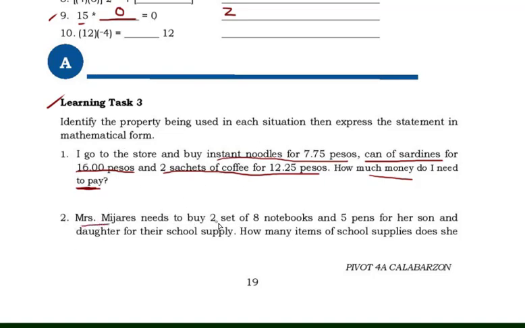Okay, number 2. Mrs. Mijares needs to buy 2 set of 8 notebooks. Ayan, dalawang set ng 8 notebooks. And 5 pens for her son and daughter. 5 ballpens para sa kanyang mga anak na babae at lalaki. And how many items of school supplies does she needs to buy?